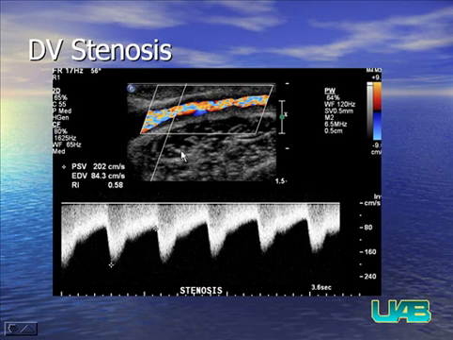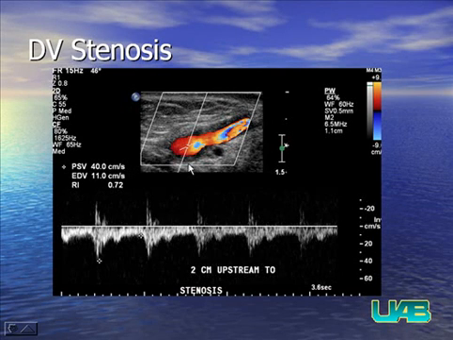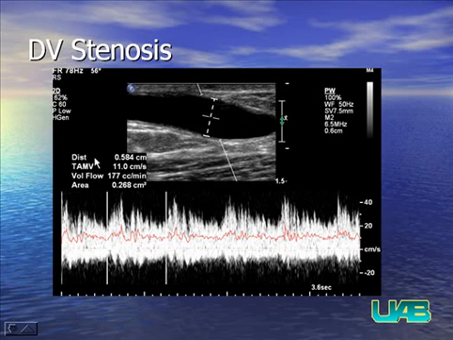So what would we do next? We would look 2 centimeters upstream from this level, and we see that the peak systolic velocity is only 40. So this gives us a 5-to-1 ratio. So this is easily consistent with a draining vein stenosis. And in this case, just to confirm, we give the volumetric flow measurement, which shows a volume flow of 177 milliliters per minute. So again, an additional criteria that this is not clinically or sonographically mature.